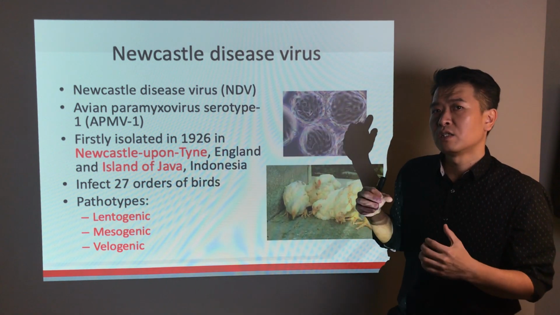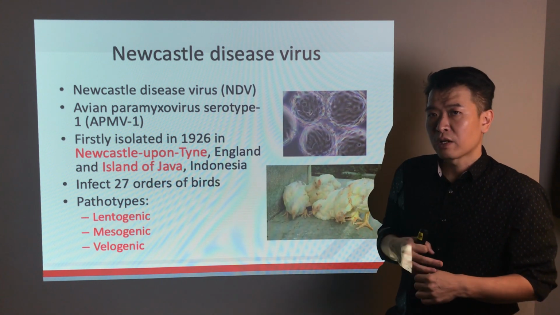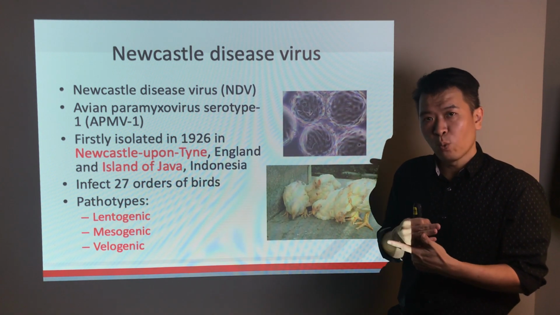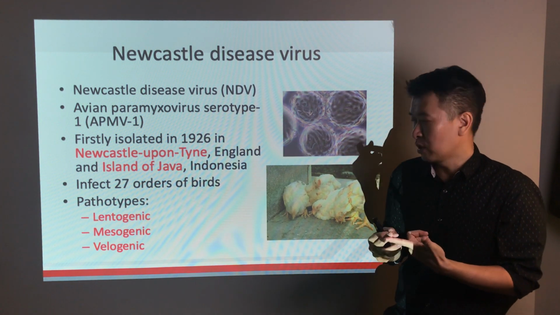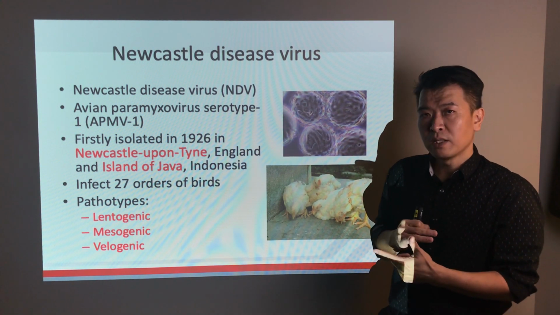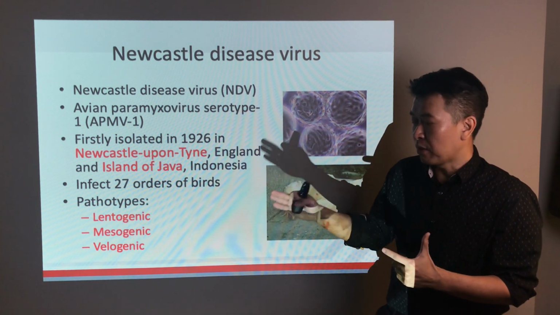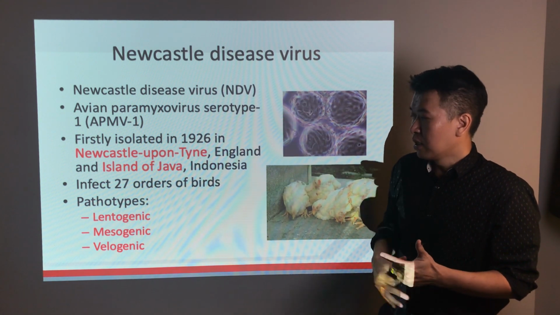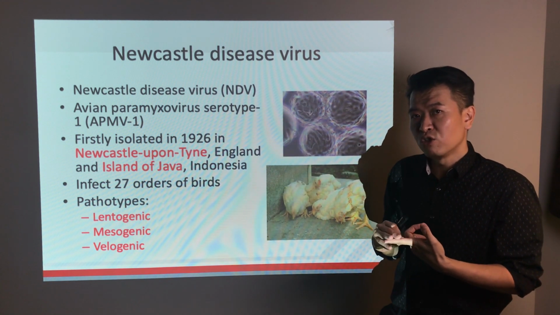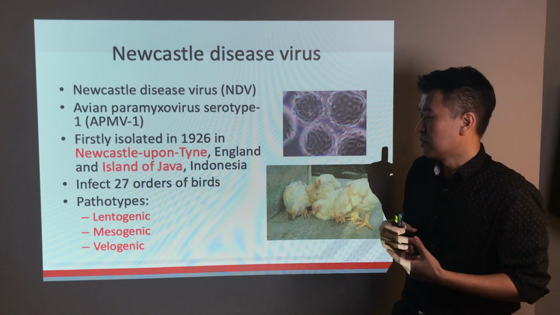This is the most severe one that causes two types. One is called viscerotropic, the other neurotropic. What does that mean? The viscerotropic velogenic virus will infect the gastrointestinal tract, whereas the virus that causes the neurotropic form will infect the nervous system.